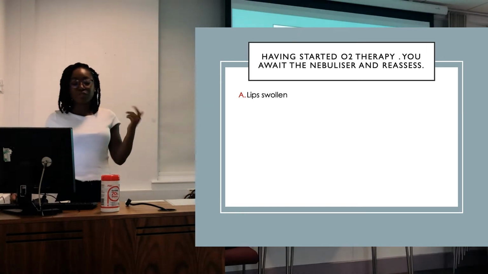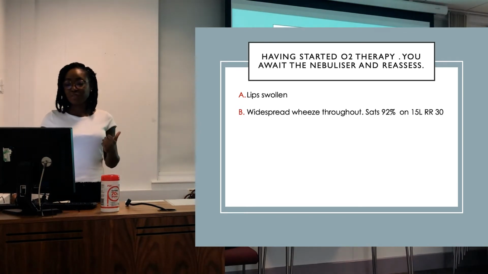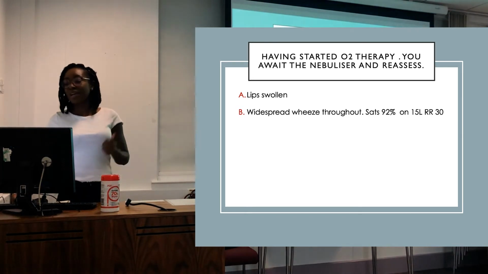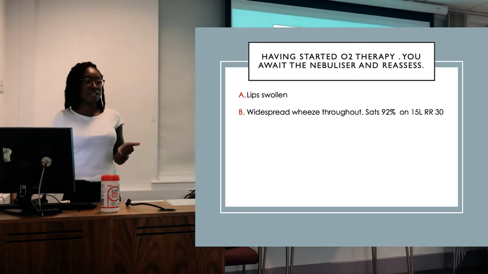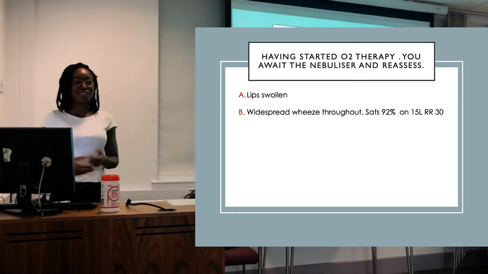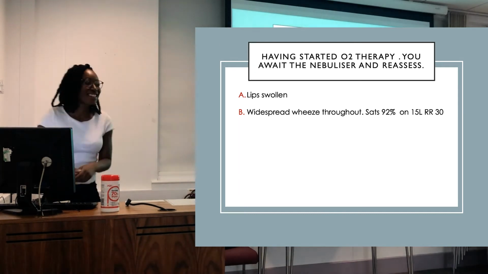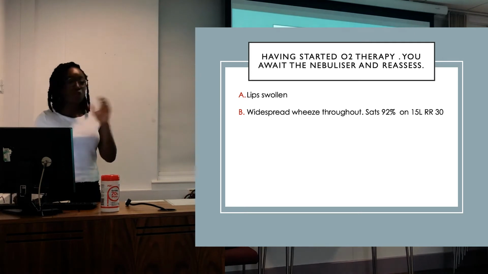So now you reassess. Her lips are swollen. She's got widespread wheeze throughout. She hasn't had her nebulizer. Her SATs are 92, despite the 15 litres that you started. And her respiratory rate is still 30. So what do you think at this stage? Anaphylaxis. You guys are amazing, yes. So you're worried that she's having an anaphylactic reaction. So what are you going to do?